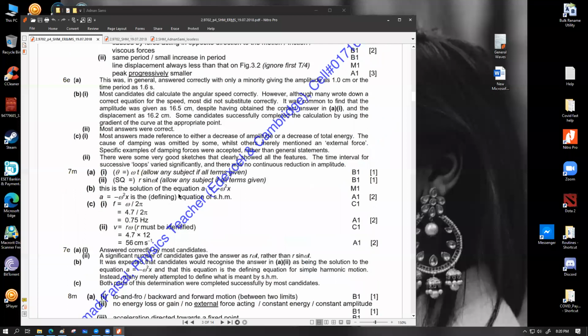This is the solution of the equation a equals minus omega square x. a equals minus omega square x is the defining equation of SHM.